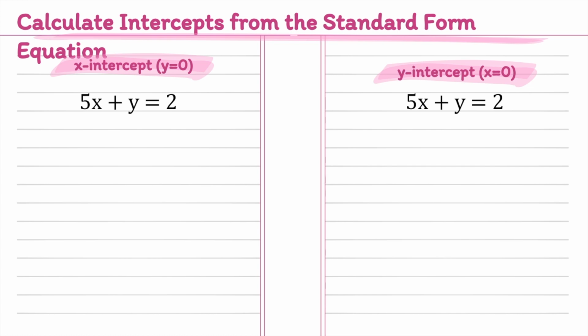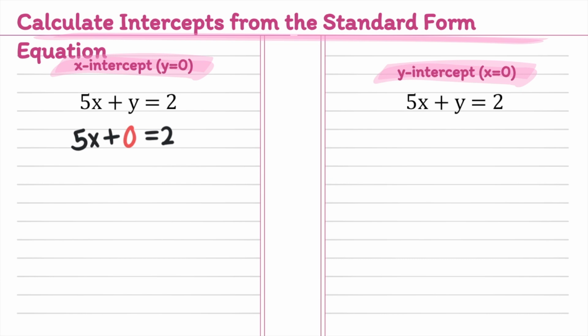Now, if we take a look at the equation of a line, we can calculate the x-intercept by replacing the y value in this equation with 0, because any point on the x-axis has a y value of 0. So it's true for all x-intercepts that the y value is 0. In my equation, I'm going to replace y with 0, and now I'm going to solve for x. When I solve for x, it's going to give me my x-intercept.